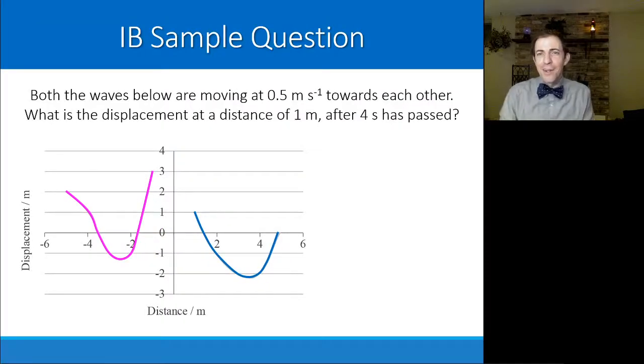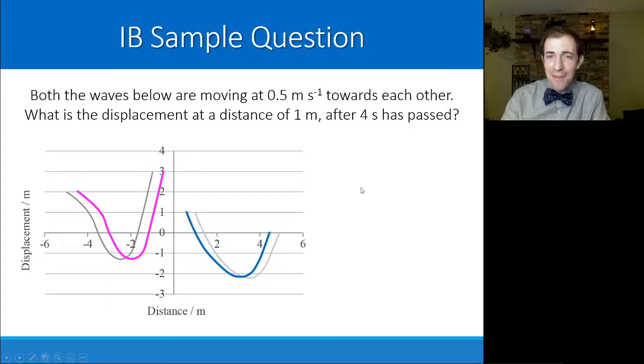A question that's been on an Ivy physics exam in the past is this one here. Both waves below are moving at 0.5 meters per second toward each other. What is the displacement at a distance of 1 meter after 4 seconds has passed? All right, so my first step is I want to figure out where each of these waves are going to be in 4 seconds. If they're moving toward each other at 0.5 meters per second, after 1 second, they go 0.5 meters.